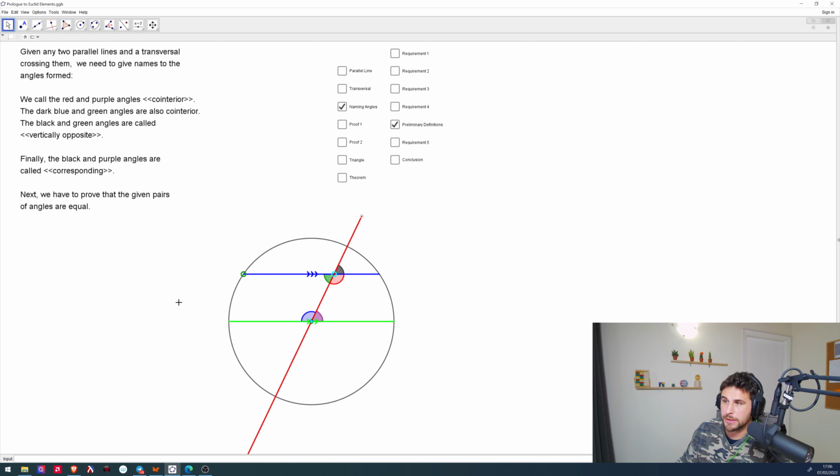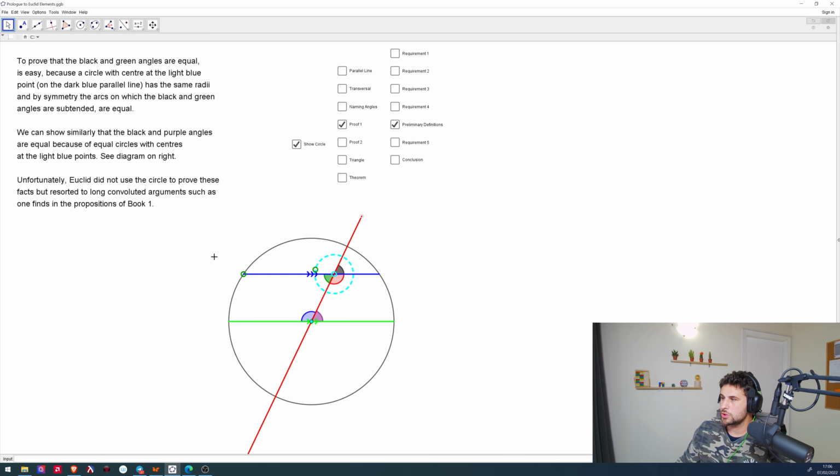Next we have to prove that the given pairs of angles are equal. Proof 1. To prove that the black and green angles are equal is easy because a circle with center at the light blue point on the dark blue parallel line has the same radii, and by symmetry the arcs on which the black and green angles are subtended are equal. So black and green are equal because of symmetry of the arcs given this circle.